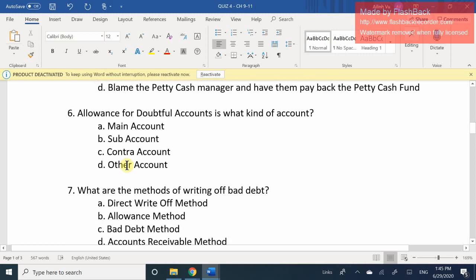Number 6. Allowance for doubtful accounts is what kind of account? C, contra account. Allowance for doubtful accounts, yes, it is. What is it a contra account to? Bad debts. Not bad debt.